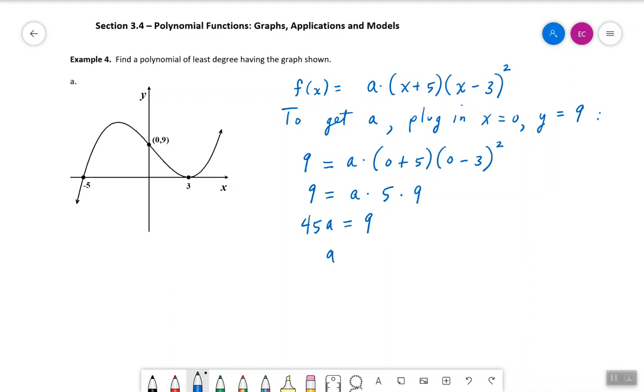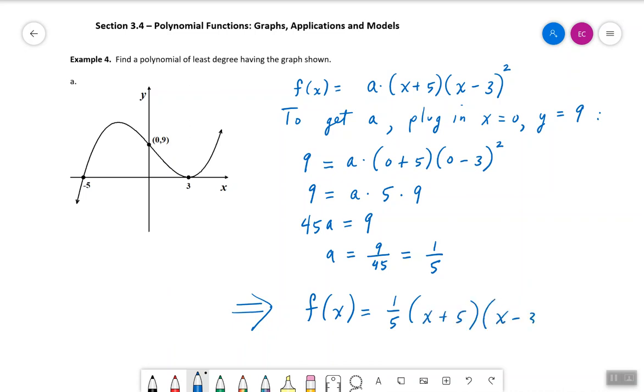If we divide both sides by 45 and simplify, we get 9 over 45, and when we simplify that, we get 1/5. So we're ready to write our answer. We can write f of x is equal to 1/5 times (x plus 5) times (x minus 3) squared. And there we have it.